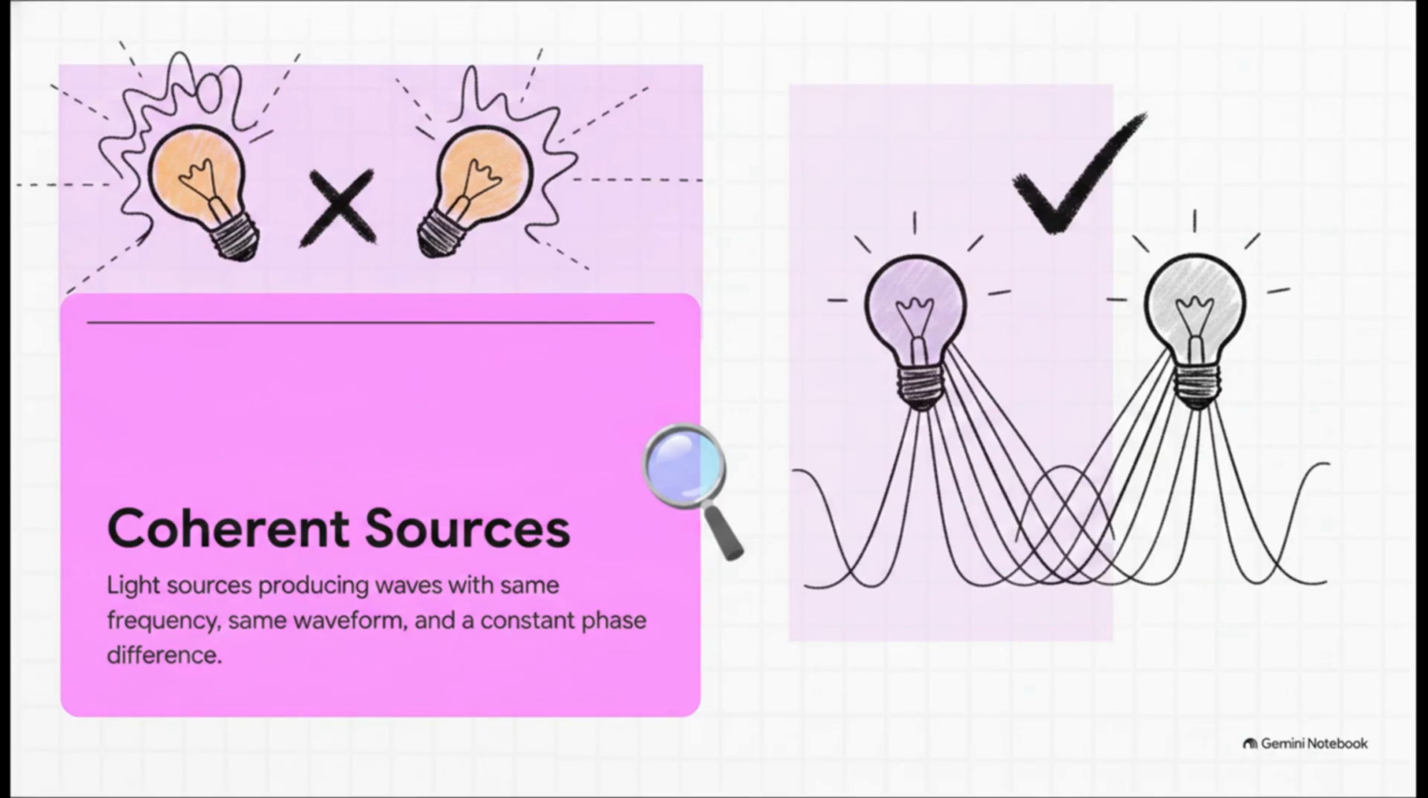You see, two normal light bulbs are completely independent. Because of random thermal vibrations inside the bulbs, their atoms emit light waves with rapidly changing phases. They're what we call incoherent. For us to actually observe a stable interference pattern of light and dark, the two overlapping waves must come from coherent sources, meaning sources that maintain a constant phase relationship over time.